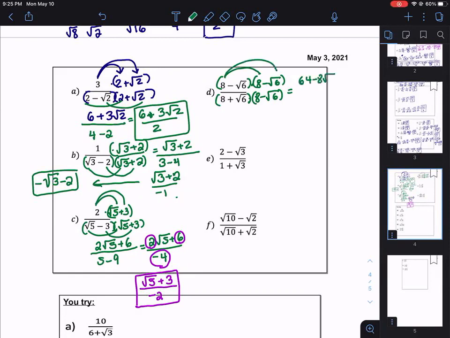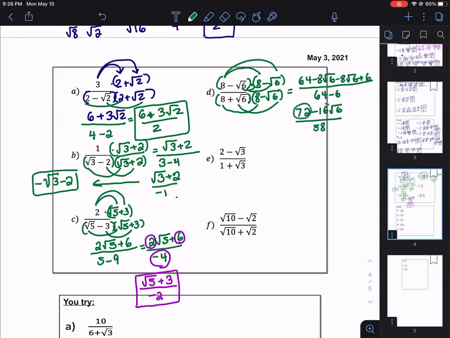Minus 8 radical 6, minus 8 radical 6, plus 6, all over. Now the conjugates, we only have to multiply the first and the last terms. So it's going to be 64 minus 6. Now we're going to combine our like terms. So in the numerator, we're going to get 72 minus 16 radical 6 over 58.